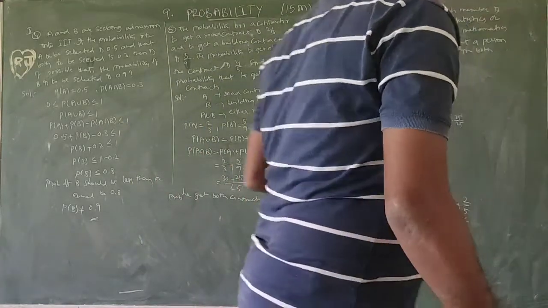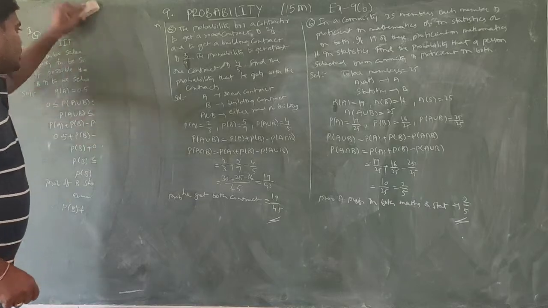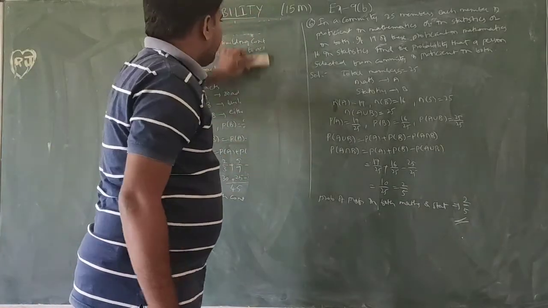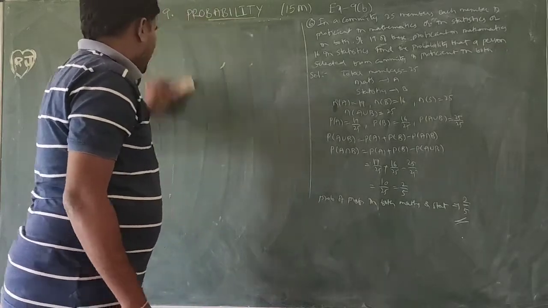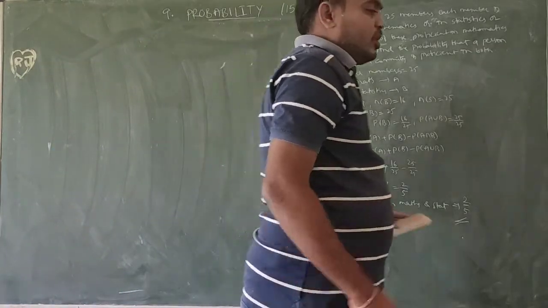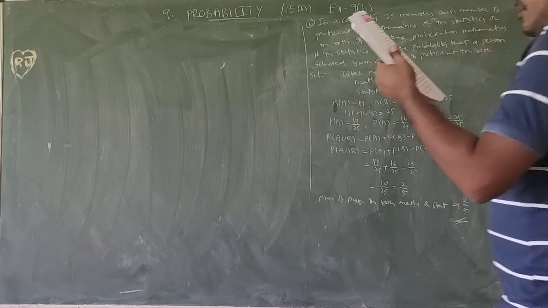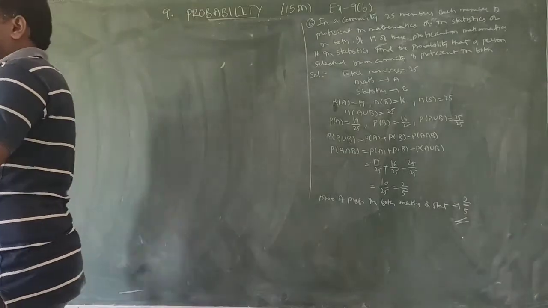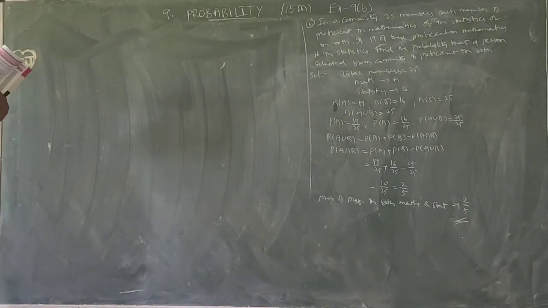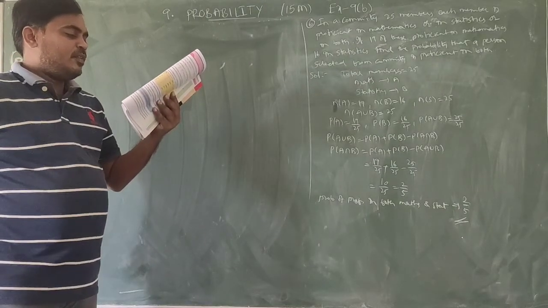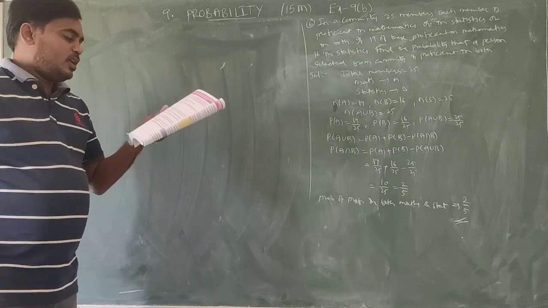Okay, next question, the 7th one. The seventh question is, A, B, C are 3 horses in a race. The probability of A to win the race is twice that of B, and the probability of B is twice that of C. What are the probabilities of A, B, and C to win the race?